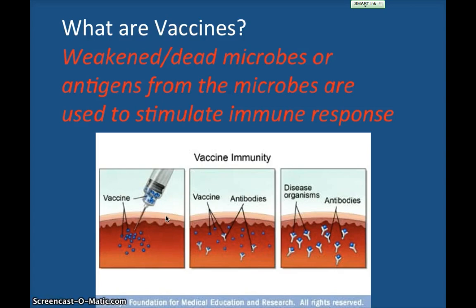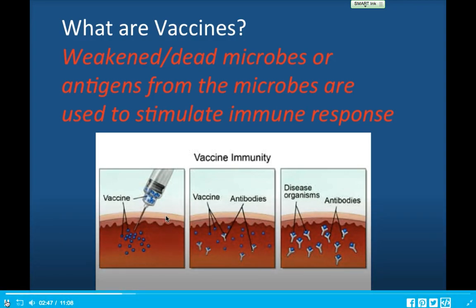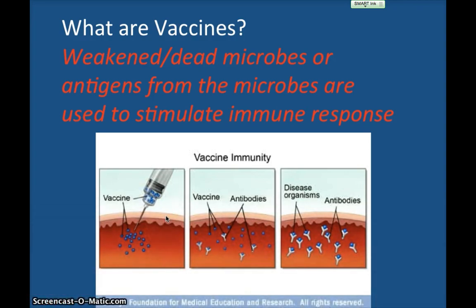So what's in a vaccine? Because we talk about vaccines a lot of times, especially around flu season, but vaccines can have a number of different things inside of them. So more often than not, it's a weakened or dead microbe. So it's a virus that's either weakened or dead, or it's actually antigens from that microbe that are inserted into the body through a number of different ways, and they're used to stimulate the immune response.